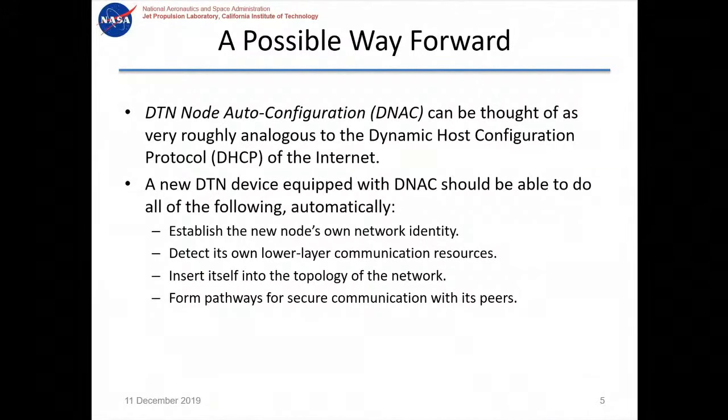The idea being that if you have a DTN capable device, a phone or a computer that is equipped with this DNAC, then when you start up a node, when you insert this device into the network, it can establish its own network identity. It can detect its own lower level communication resources. It can insert itself into the topology of the network, and it can form pathways for secure communication through the network automatically without somebody having to type a lot of things in.